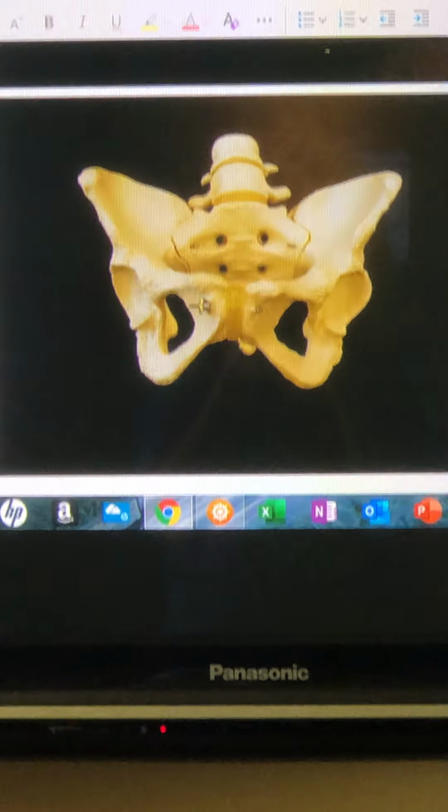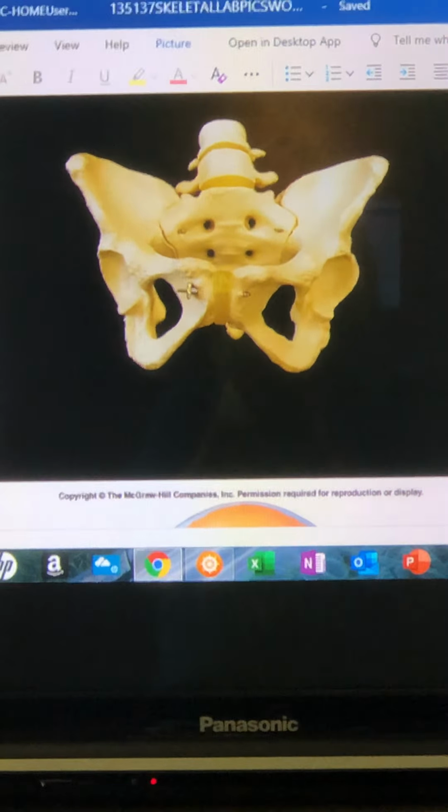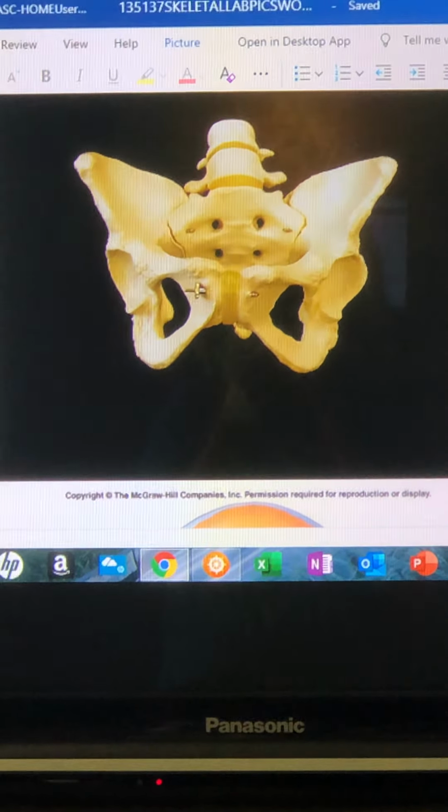Okay, moving ahead here. Again, this is a female pelvis, greater than 90 degrees. But there's some features on here. This right here is a band of fibrocartilage. And if you remember back to chapter 5 in the tissues, we had a band of fibrocartilage here called the pubic symphysis. That is what this structure is.